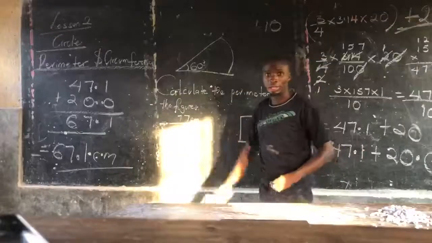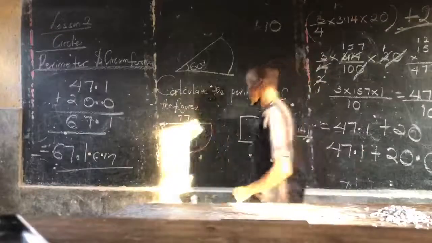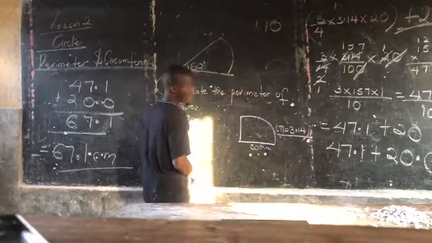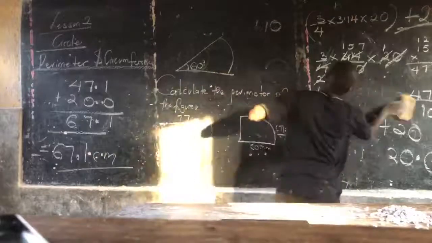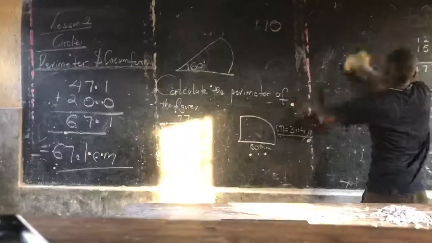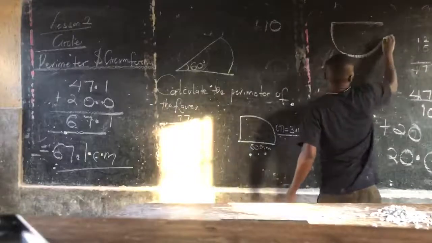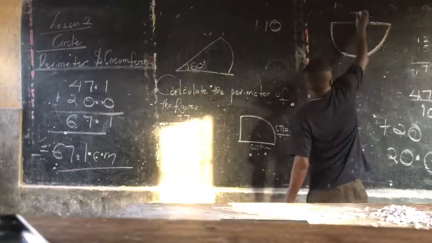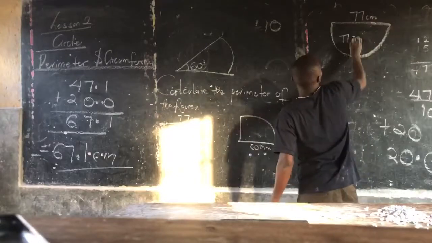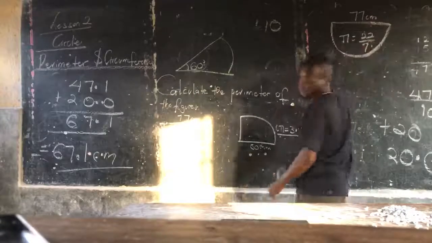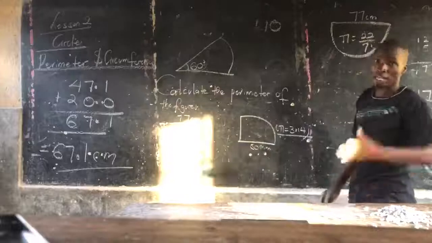This one is not clear. You have told me that this one is not clear. Then I make it clear. It's here. This number here is not clear. There's the sun around there. It is like this is 77 centimeters. The pi shall take 22 over 7. And it is clear.